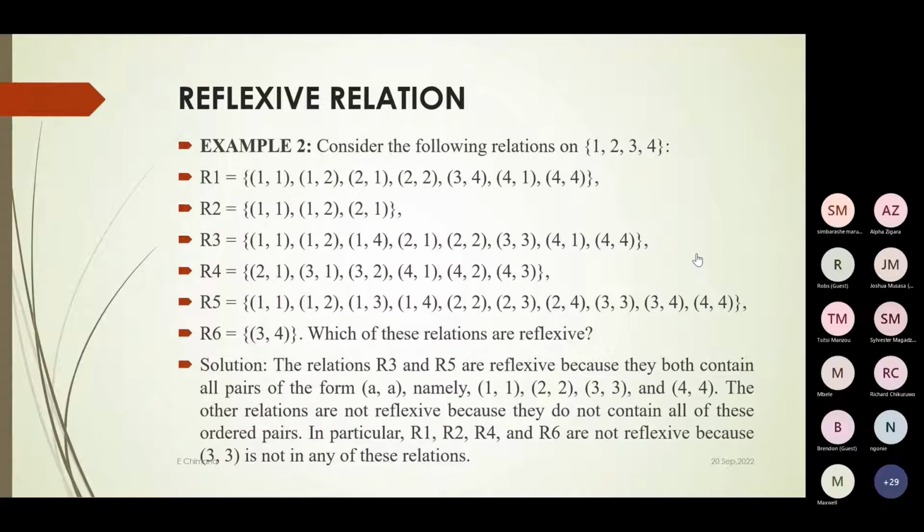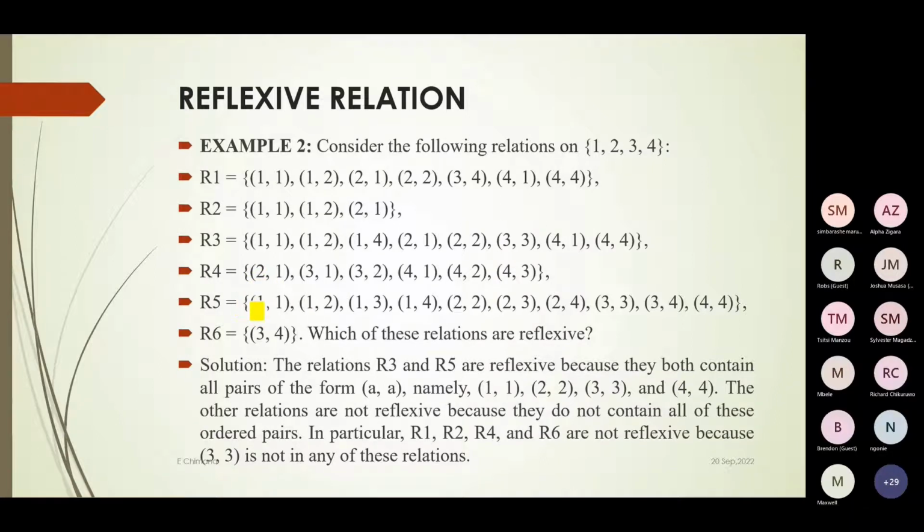Fine? It's okay. So on R3 here, we've got 1, 1, we've got 2, 2, we've got 3, 3, and we've got a 4, 4. Then R3 is what? Is a reflexive relation. Why? Because we've got all the members of this set mapped to themselves. Then we move on to R4. R4, is it a reflexive relation? We check, do we have a 1, 1, a 2, 2, a 3, 3, and a 4, 4? We do not have them. So R4 is not a what? Is not a reflexive relation.